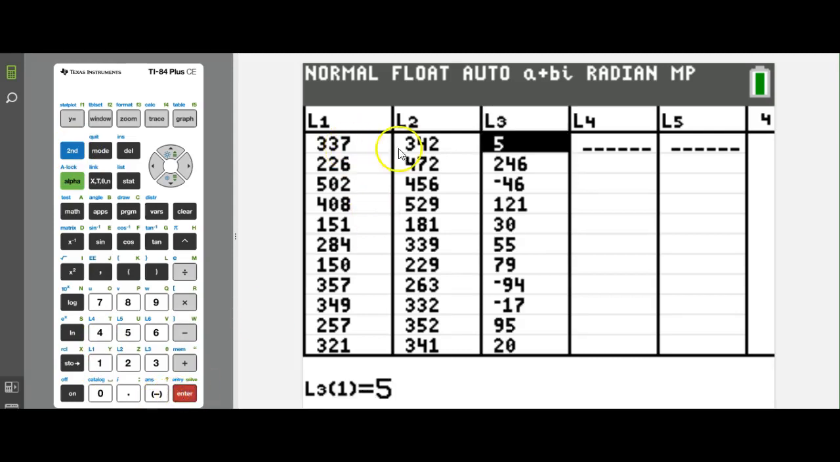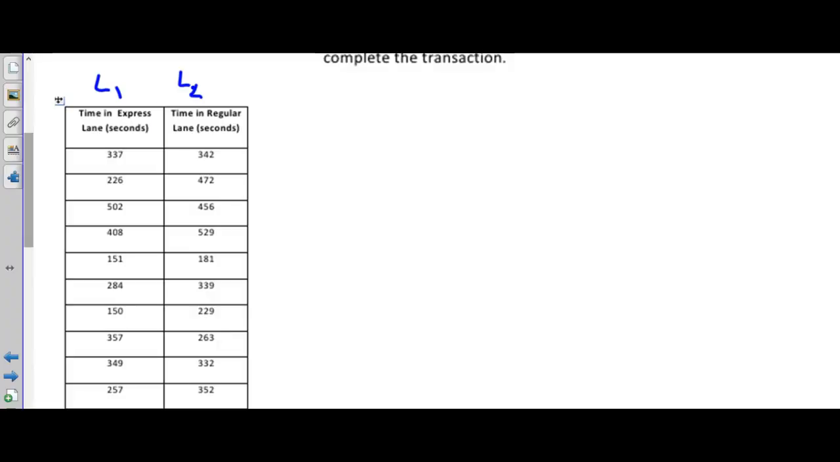So these are the differences. So this is saying that the regular lane was 5 seconds slower, right? It took 5 seconds longer. But here, this was ridiculous. The regular lane took 246 seconds longer. But here, the regular lane was actually 46 seconds faster. So let's go back to our screen over here. We did list 3. List 3 was list 2 minus list 1.